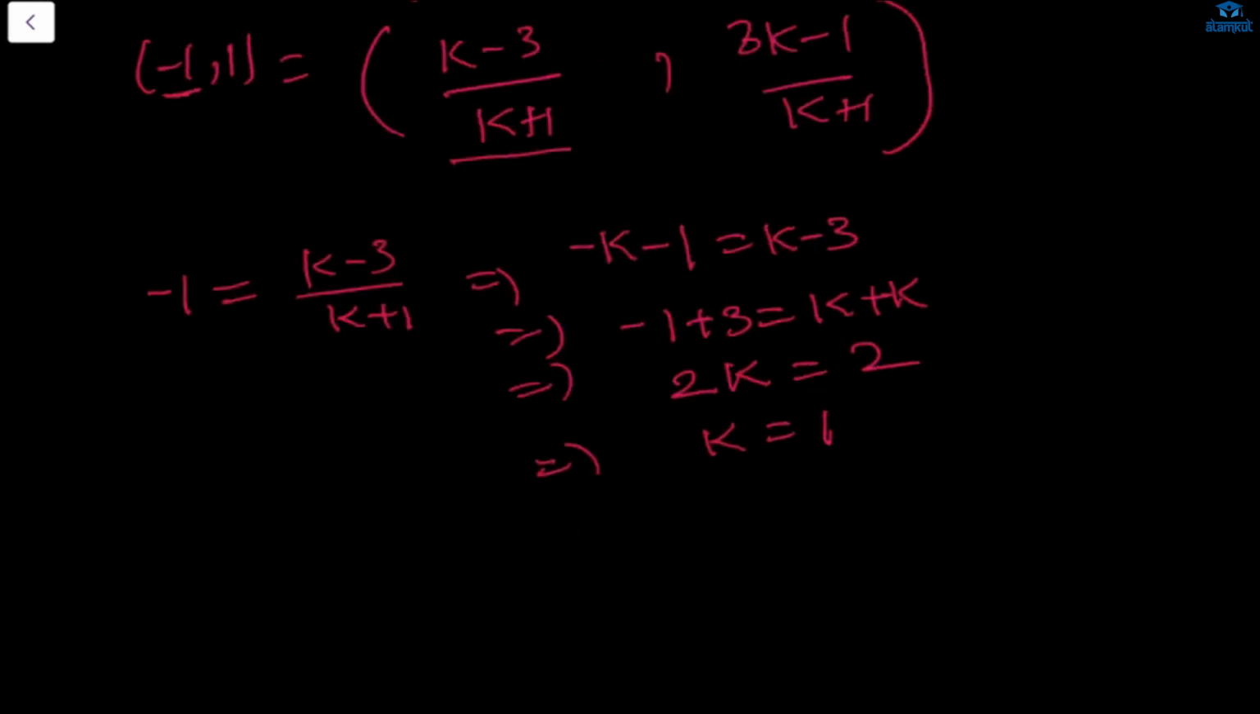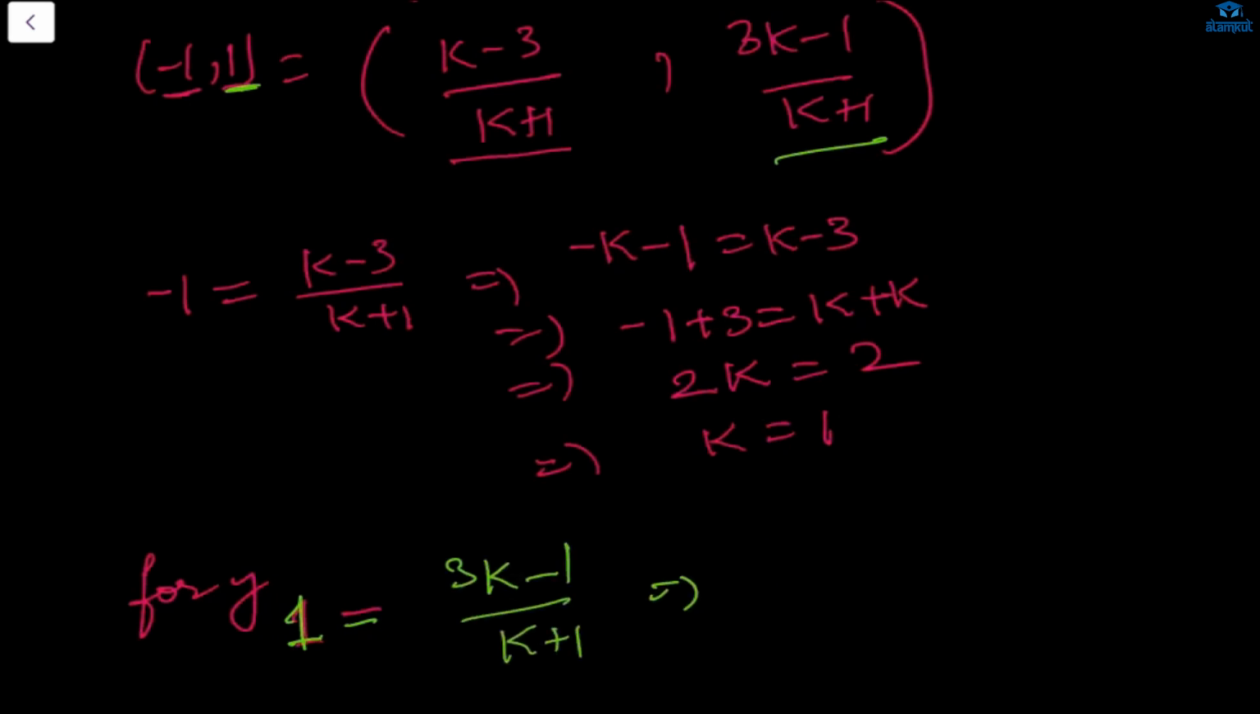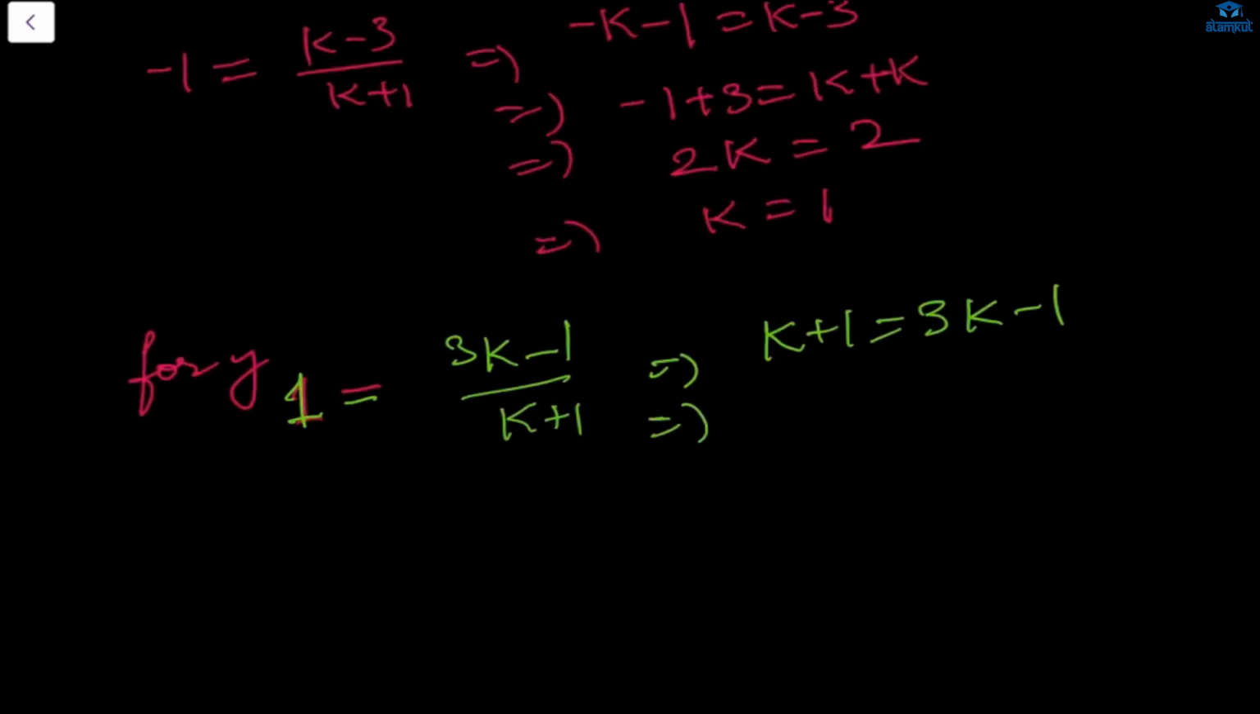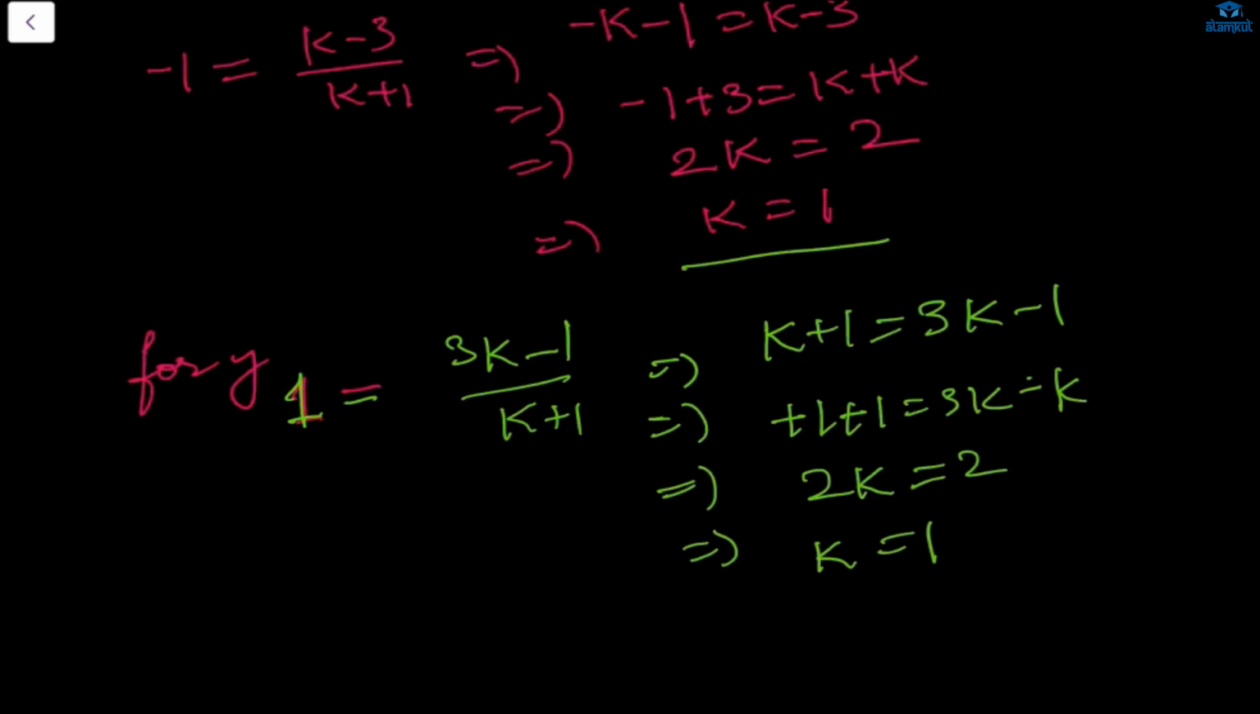Now for the value of Y, which is 1. 1 is equal to (3K minus 1) upon (K plus 1), which implies that K plus 1 is equal to 3K minus 1. We bring K on one side and the numbers on the other side: 1 plus 1 is equal to 3K minus K. Again you have got 2K is equal to 2, which implies K is equal to 1. You get the value of K equal to 1 here also.